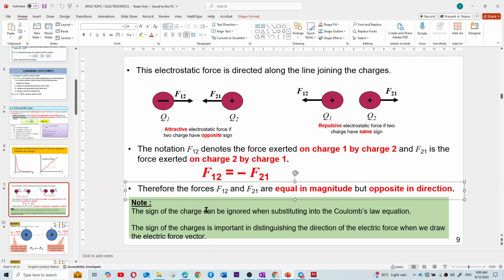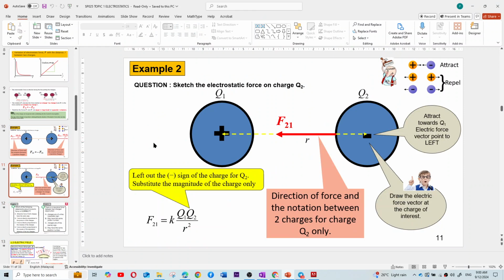Now, note, the sign of charge can be ignored when substituting into Coulomb's law equation. The sign of charge is important in distinguishing the direction of the force when we draw the electric force vector diagram. Let's look at an example. Sketch the electrostatic force on Q2. So force on Q2, F21, F on 2 due to 1. Because this is a positive charge and this is a negative charge, the force is attractive, towards Q1. Draw the force vector on the charge of interest only. The target is Q2, so only draw the force on Q2. Tak payah lukis force on Q1. Understand?